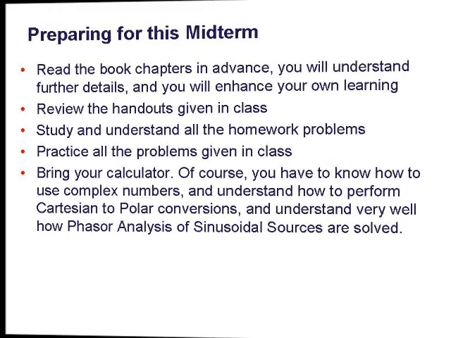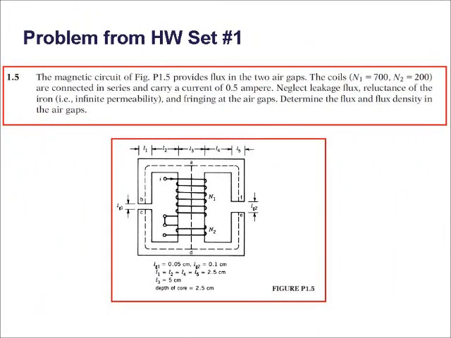So the first problem I want to work is a problem that I selected from homework set number 1. You solved that in your homework set number 1. It's problem 1.5. The magnetic circuit of figure P1.5 provides flux in the two air gaps. The coils with N1 700 turns and N2 200 turns are connected in series and they carry a current of 0.5 amp.